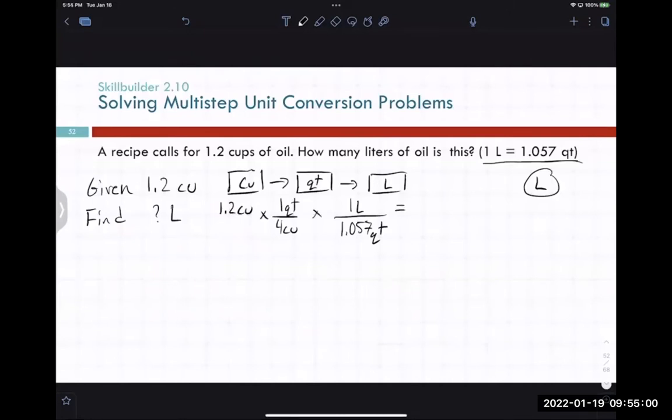So do 1.2 divided by 4 divided by 1.057. 0.283. Right? Too many decimal places. So our final answer needs to have how many significant figures? 2. Thank you. So we start with this leftmost non-zero number. And then that's our first one, so 8 will be our second, so it'll be 0.28 liters as the final answer.